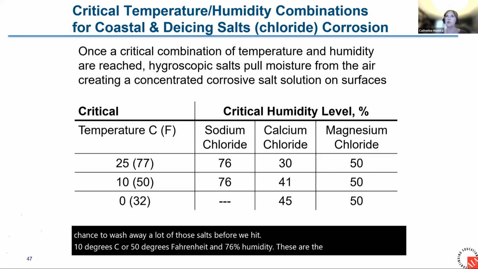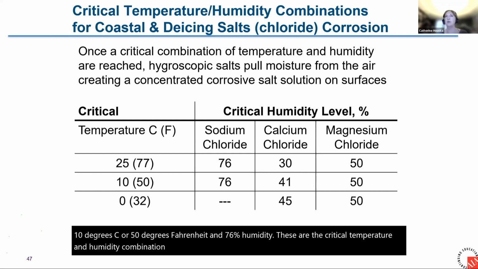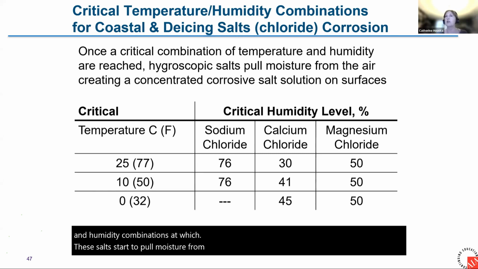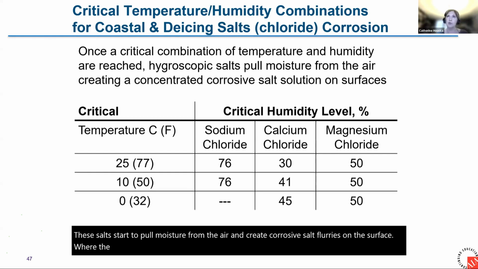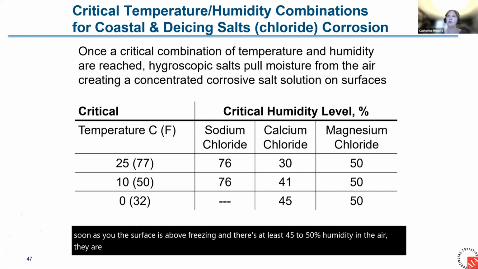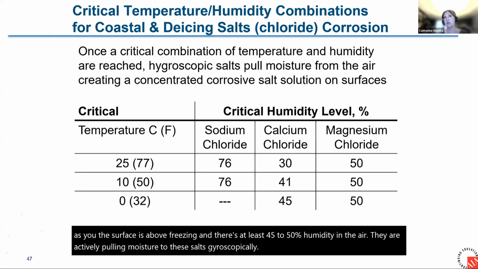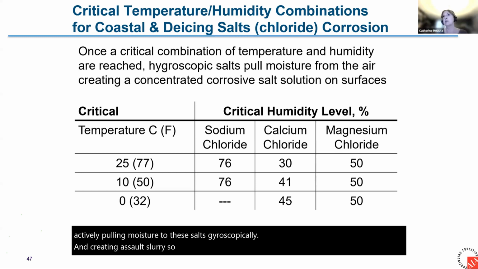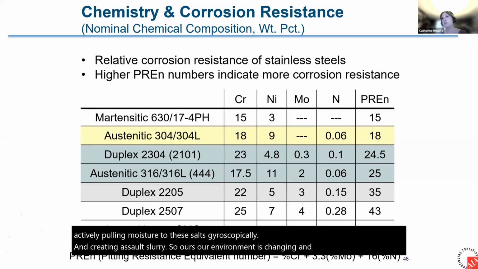These are the critical temperature and humidity combinations at which these salts start to pull moisture from the air and create corrosive salt slurries on the surface. With the calcium and magnesium chloride that are increasingly being used for de-icing, as soon as the surface is above freezing and there's at least 45 to 50% humidity in the air, they are actively pulling moisture to these salts hygroscopically and creating a salt slurry. So our environment is changing and it's become much more corrosive.